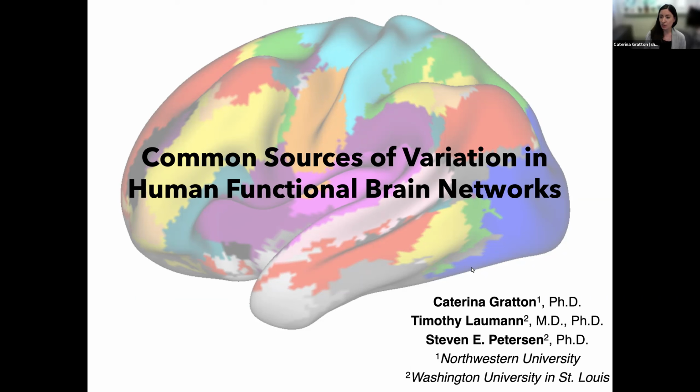My talk today is going to focus on evaluating different sources of variation in functional brain network measurements and the use in particular of precision or extended sampling fMRI approaches as a way of doing that. This is something that I'll focus on in the second half of my talk.